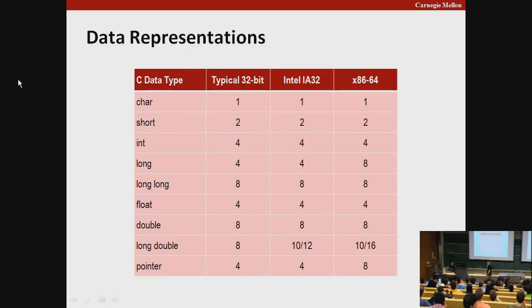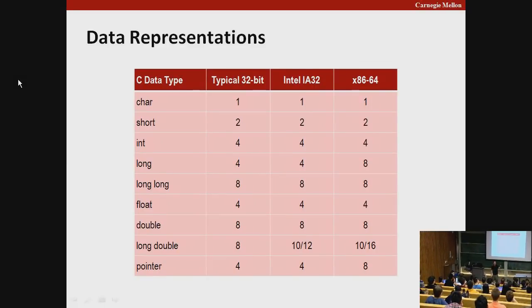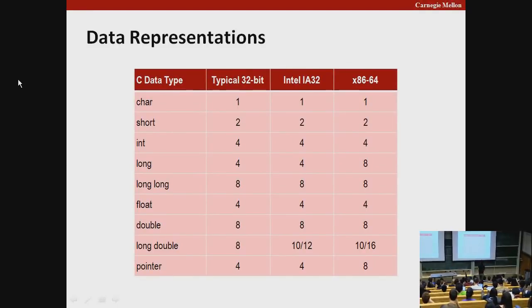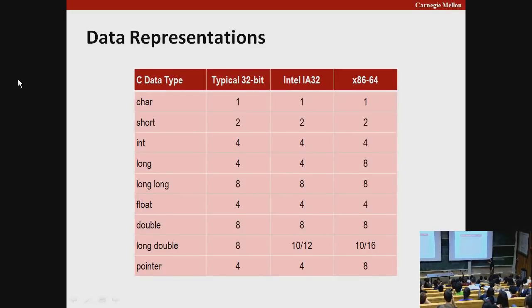Pointers, okay. Memory is addressed basically with an index into it. Byte 0, byte 1, byte 2, byte 3, byte 4. So memory is addressed with an integer, basically. Okay. So pointers are going to be 4 bytes.